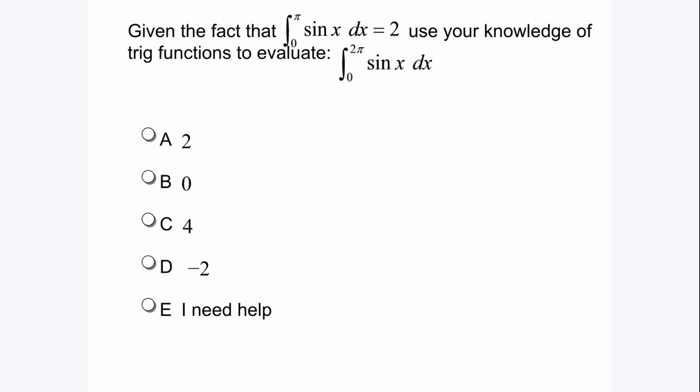Okay, so let's do this problem here. Given the fact that we are integrating from 0 to pi of sine x dx, and we know that equals 2, use your knowledge of the trig functions to evaluate the integral from 0 to 2 pi of sine of x dx. So we know what the sine function looks like, and we know what the area is when it goes from 0 to pi, which is half of a sine function. And then if we were to figure out what the net area would be for a full sine function, what would that be? So I'll give you a minute to think about it and then pause it if you need more time.